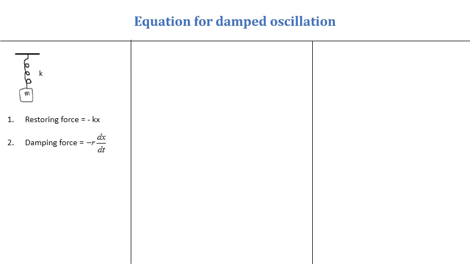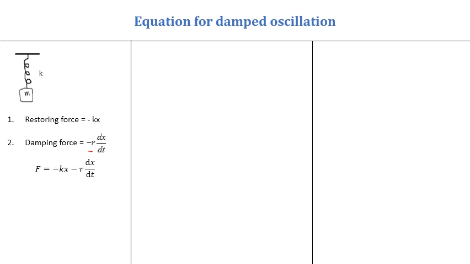So here r is nothing but the damping coefficient. If r is high, then the system comes to rest quickly, and if the damping coefficient r is less, then the system oscillates for a longer time. Therefore, the net force acting on the system which opposes the oscillation may be written as F is equal to minus kx minus r dx by dt.